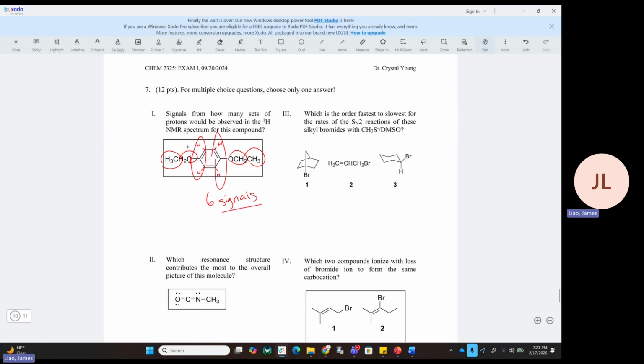No, that is a carbon, I believe. Let me erase this. Yes. I think that's much more clear.